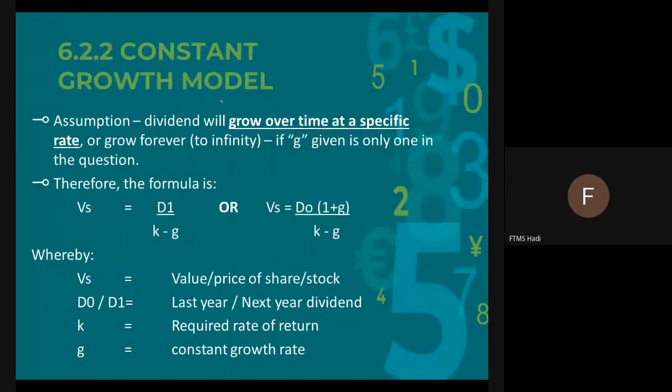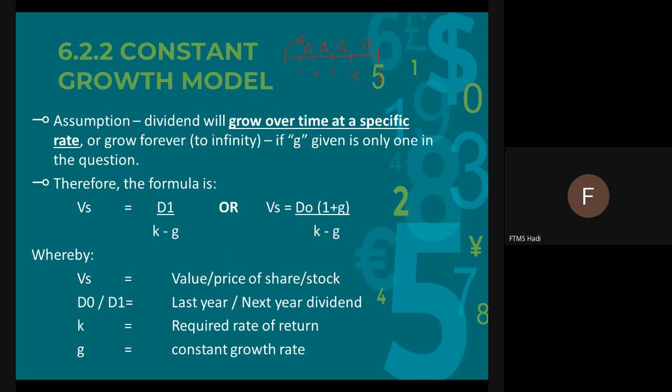Let's have a look at the constant growth model. The assumption is that the dividend will grow over time at a specific rate. Let's say the first year is 1 ringgit, and then the second year increases by 5%, and the third year also increases by 5%, the fourth year also 5%, the fifth year also 5%. That means the dividend will experience the same rate of growth every year.